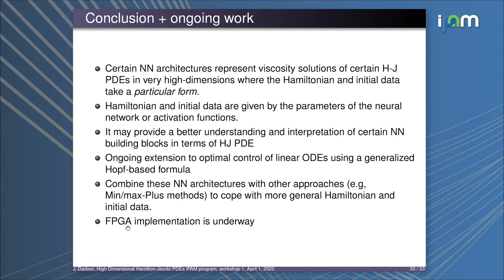I also have an FPGA implementation, so it's actually more than underway. I have already some preliminary results, and we can talk offline, and I can give you some numbers related to that. So I should stop here.